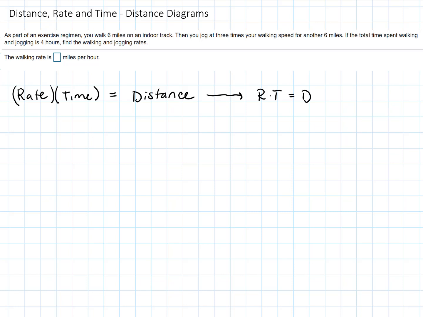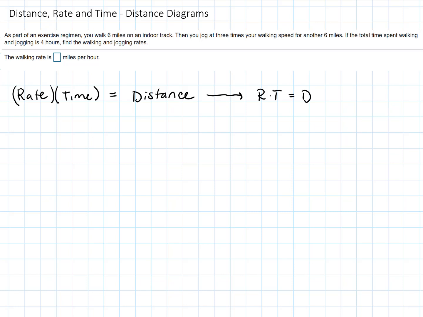So when we come across a problem like this, it says, as a part of an exercise regimen, you walk 6 miles on an indoor track. Then you jog 3 times your walking speed for another 6 miles. This individual is doing 12 miles of exercise. It's a lot of jogging and walking. If the total time spent walking and jogging is 4 hours, find the walking and the jogging rates.